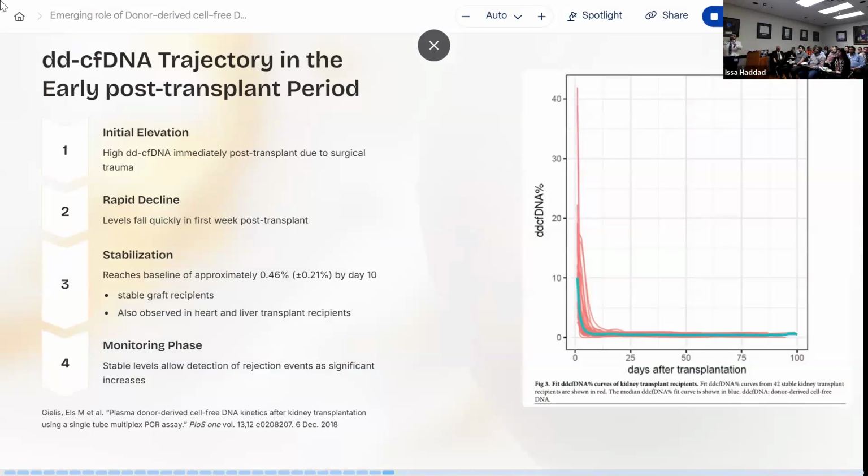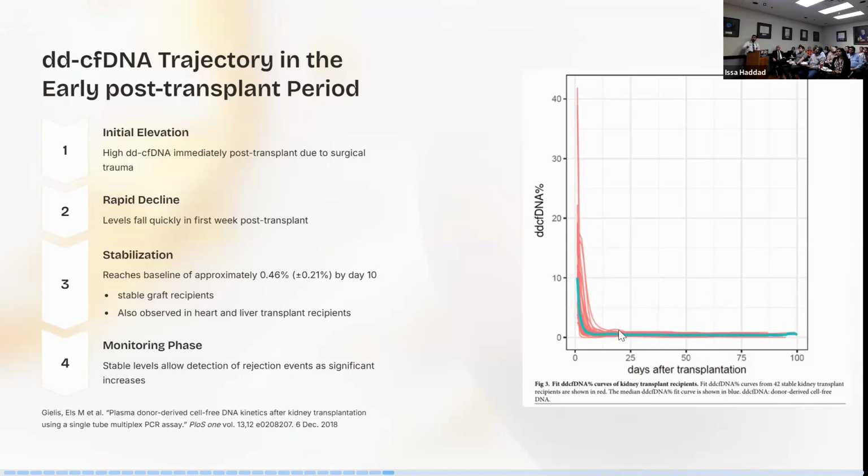In this study, they looked at how the kinetics of the donor-derived cell-free DNA change soon after transplant. They saw an initial elevation, which they related to the post-transplant surgical trauma. However, there is a rapid decline, and levels fall quickly in the first week. They found that it reaches almost a baseline of approximately 0.46% by day 10. This study was done on 42 stable graft kidney transplant patients, and other studies that I'm not mentioning here were done in heart and liver, and they found a similar kinetic graph.